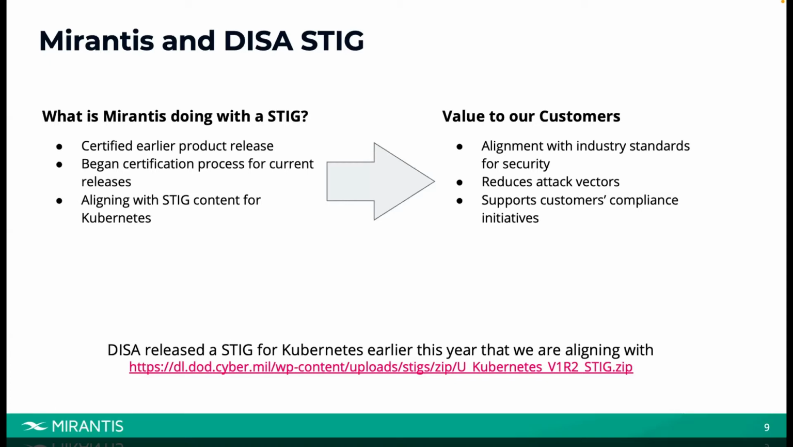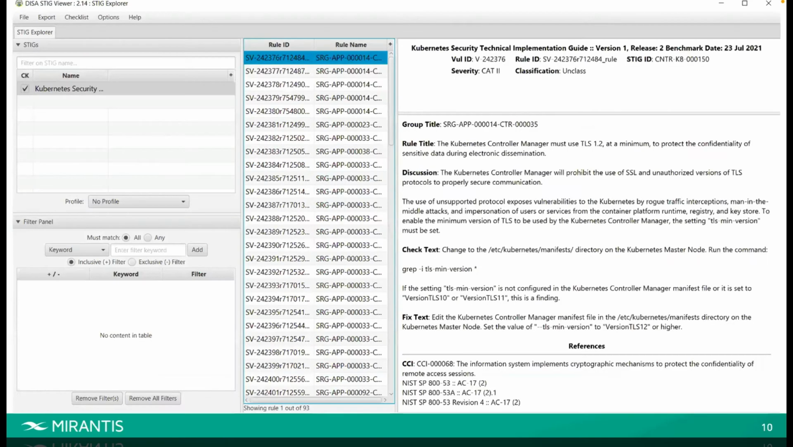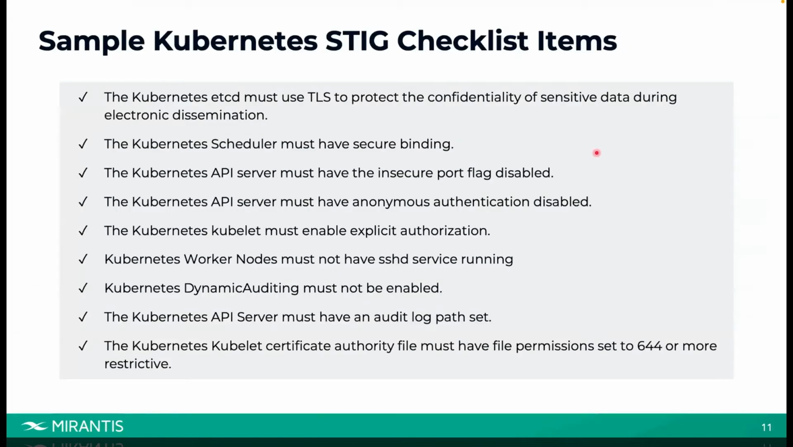So what does a STIG kind of look like, right? If you're in the US region, I believe you could download the STIG to view. If you're outside, I think there's a public facing one. The contents might be slightly different, but you can see what the requirements are. So for example, your Kubernetes controller manager must use TLS 1.2 at a minimum to protect the sensitive data going through, right? And also other checklist items such as, your API server must have the insecure port flag disabled. So these are configuration items that you want to make sure that you check off, okay?